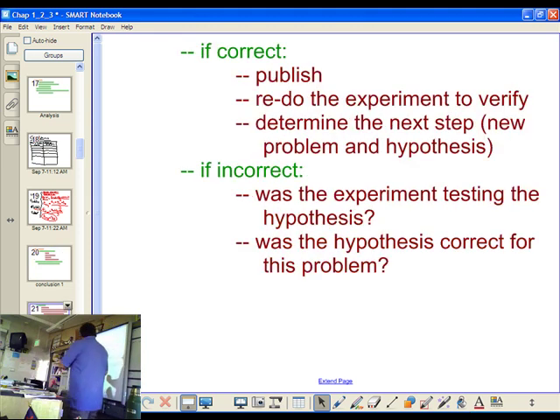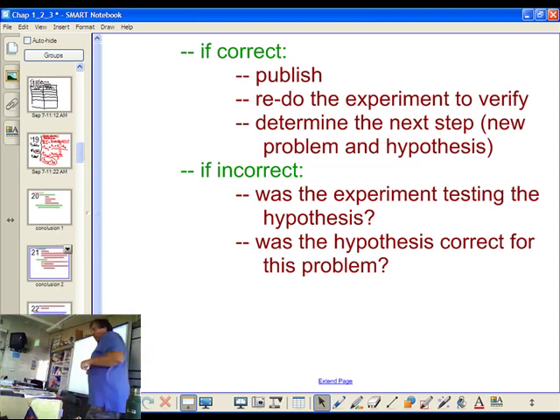Last slide today. Actually, there's one more after that. If correct, well, if you're a scientist, you publish your findings. You want the world to know about it because you want to be the person to discover it.